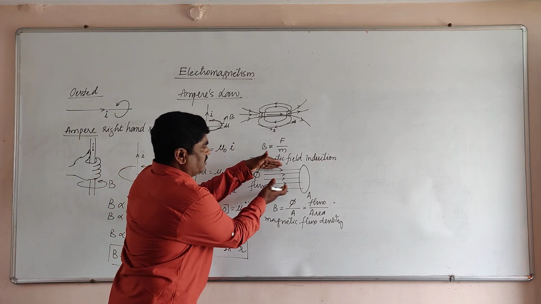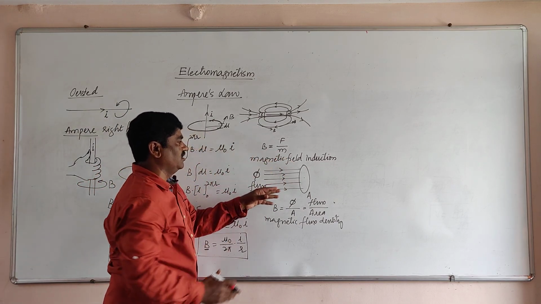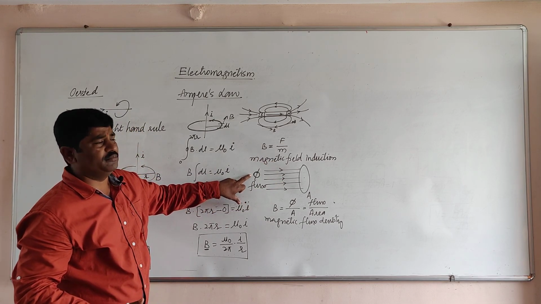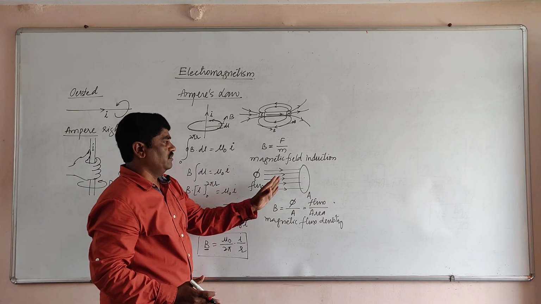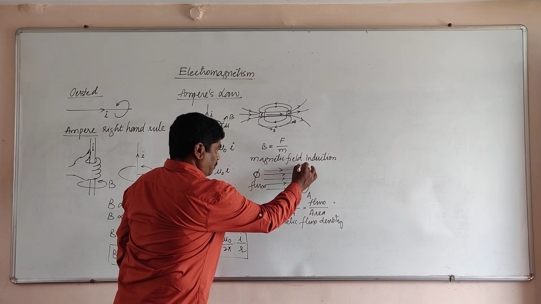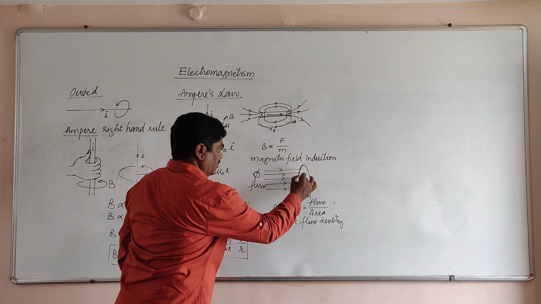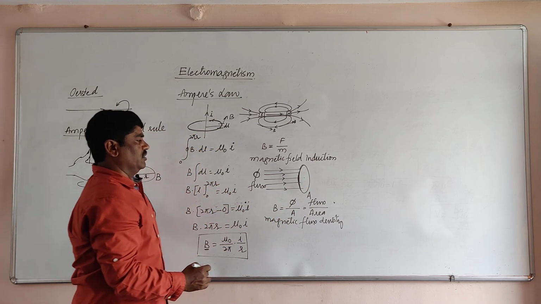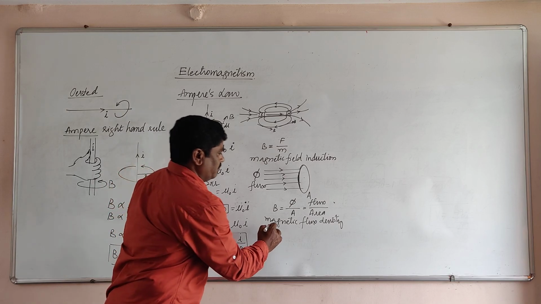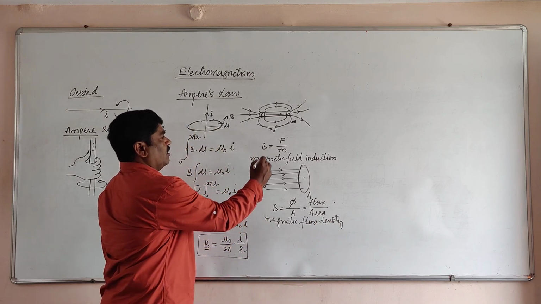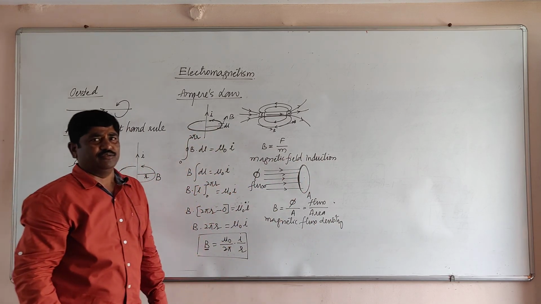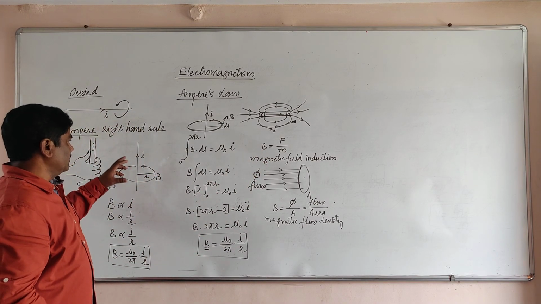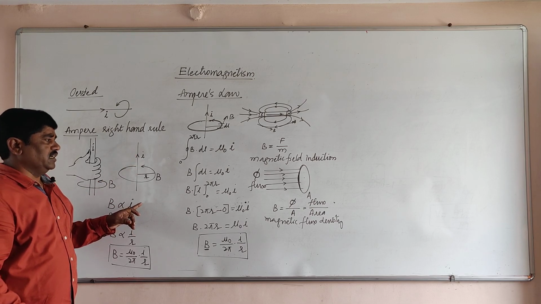and these lines of force are parallel to each other, and the group of all the lines of force is called the magnetic flux, and they are calculated per unit area when they are going normal to any particular surface. That can be called magnetic flux density or magnetic field induction, you can say. So this magnetic field induction is related with the electric current.